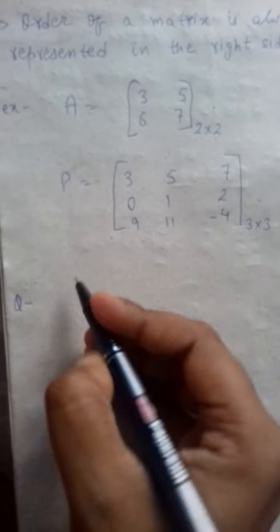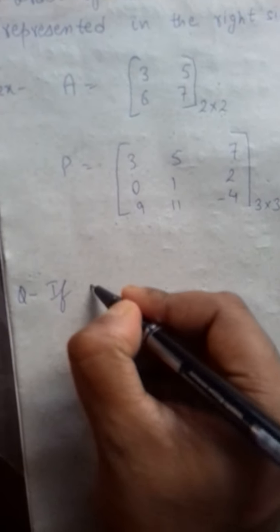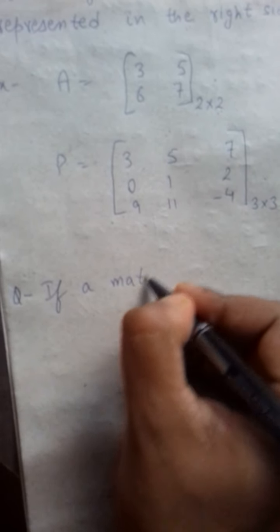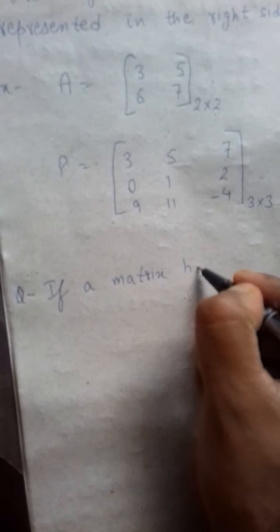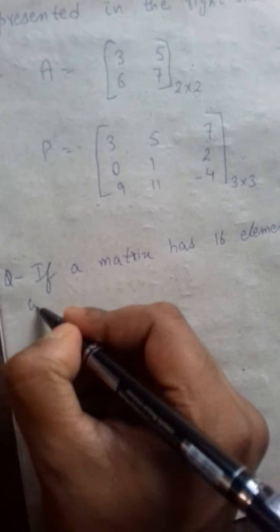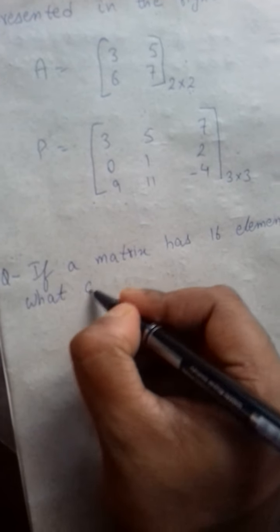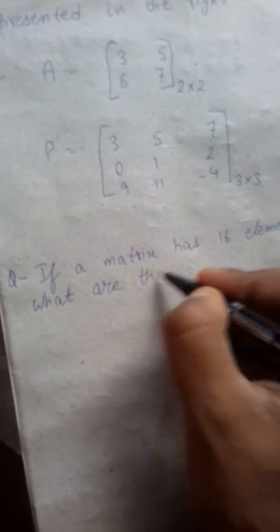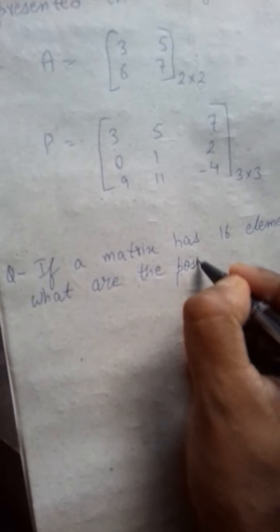So the questions based on this are: if a matrix has 16 elements, what are the possible orders it can have?